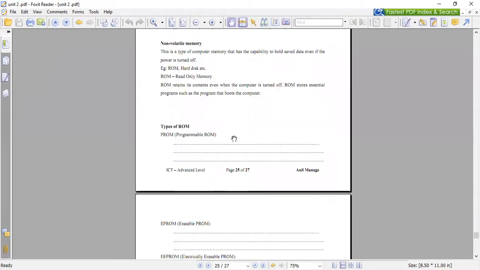Then we'll go to non-volatile memory. Non-volatile means even if the power goes, nothing will happen here. We'll move to non-volatile memory.